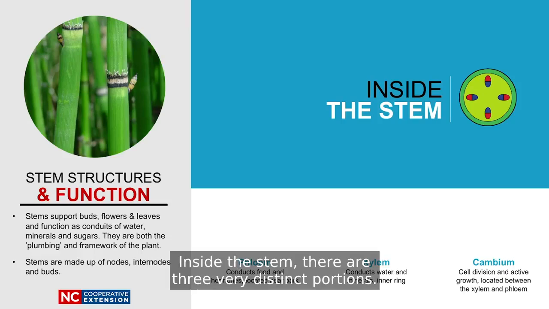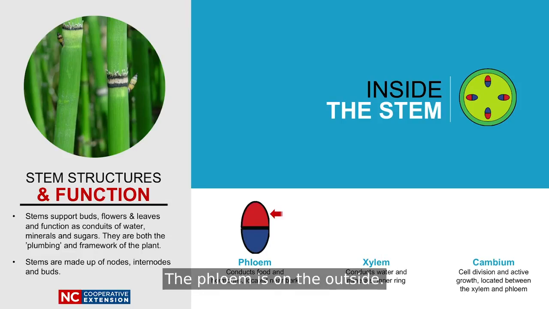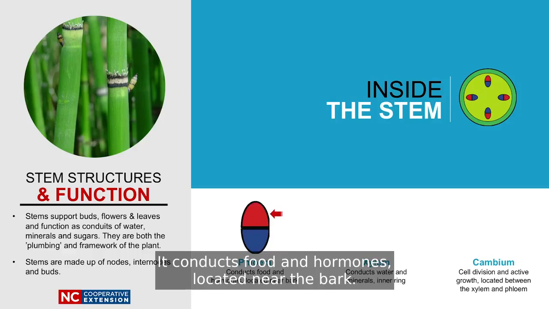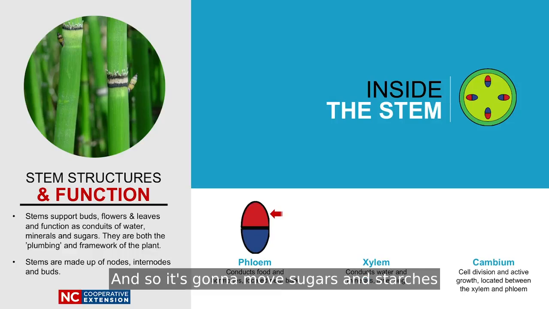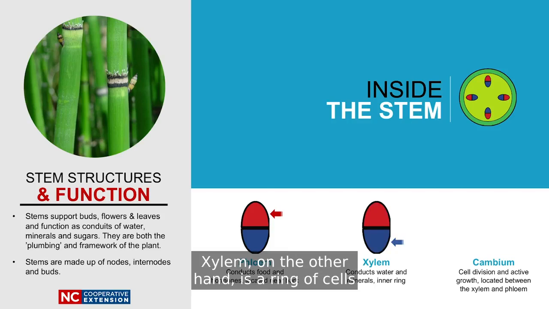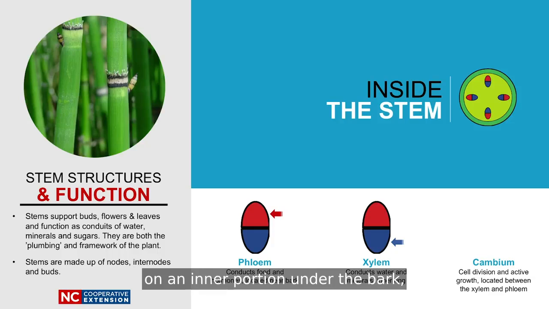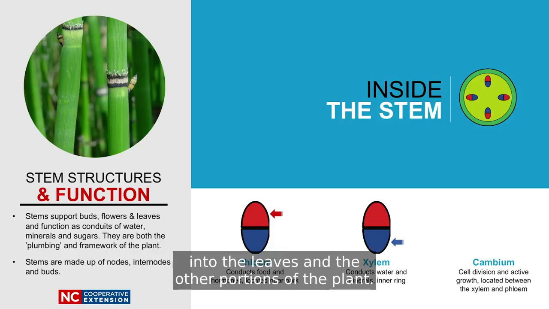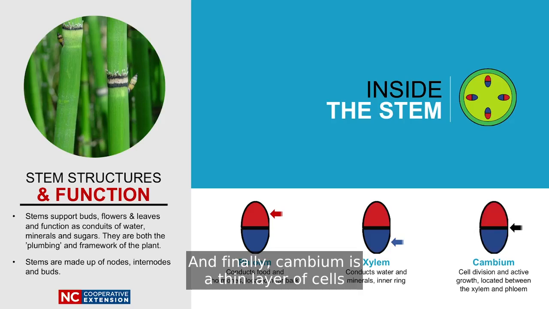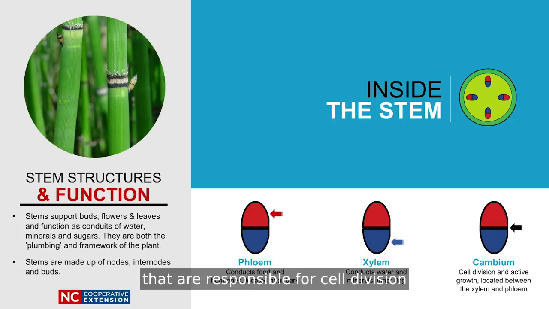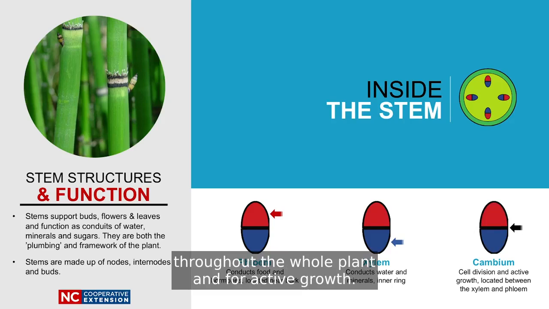Inside the stem, there are three very distinct portions. The phloem is on the outside. It conducts food and hormones located near the bark, and so it's going to move sugars and starches from the leaves down. So phloem's down. Xylem, on the other hand, is a ring of cells on the inner portion under the bark, and it conducts water and minerals up into the leaves and the other portions of the plant. And finally, cambium is a thin layer of cells that are responsible for cell division throughout the whole plant and for active growth. It's located just between the xylem and the phloem.